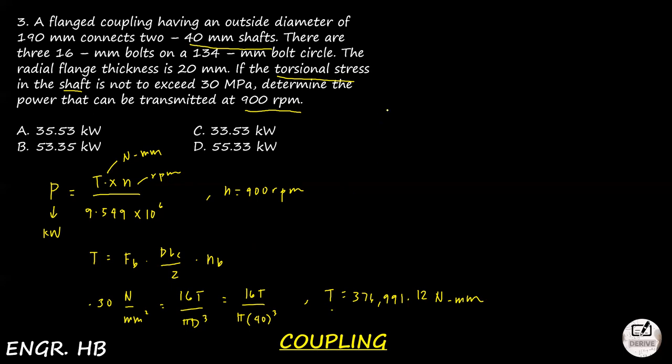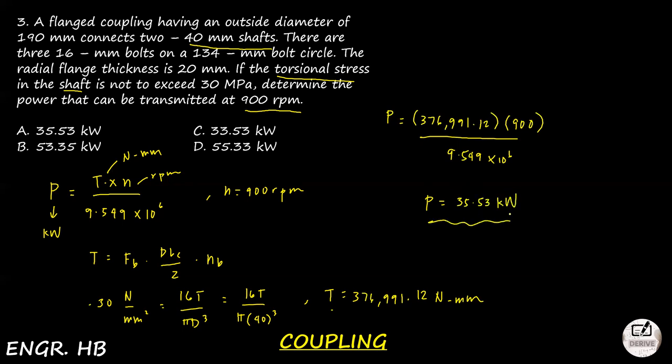dito. So power is equal to 376,991.12 times RPM 900, divided by 9.549 times 10 raised to 6. So your power will be 376,991.12, pag nabura mo, nakuha mong torque kanina, store mo na lang, times 900, divided by 9.549 times 10 raised to 6. So the answer is 35.53 kilowatts. So yeah, the answer is letter A, 35.53 kilowatts.